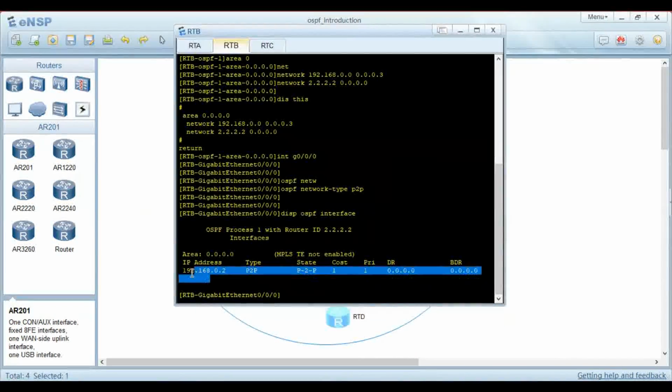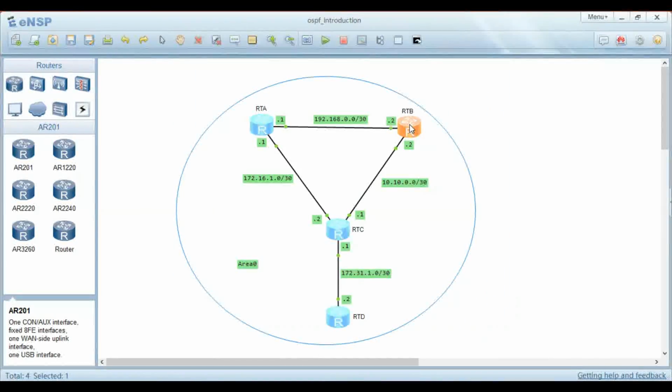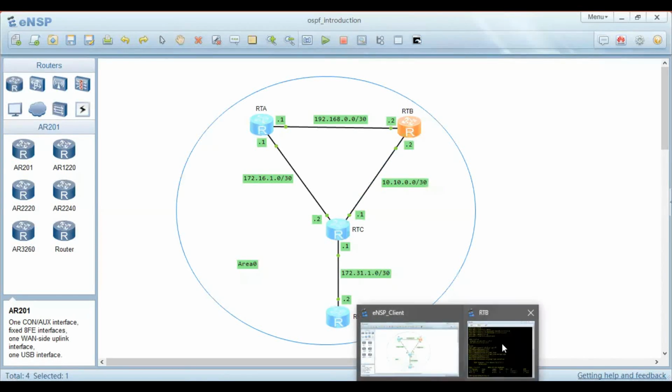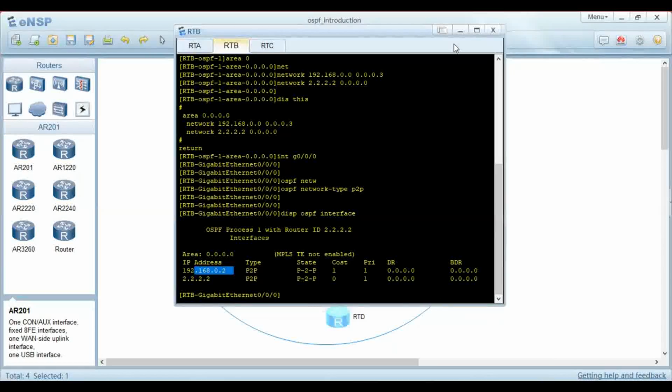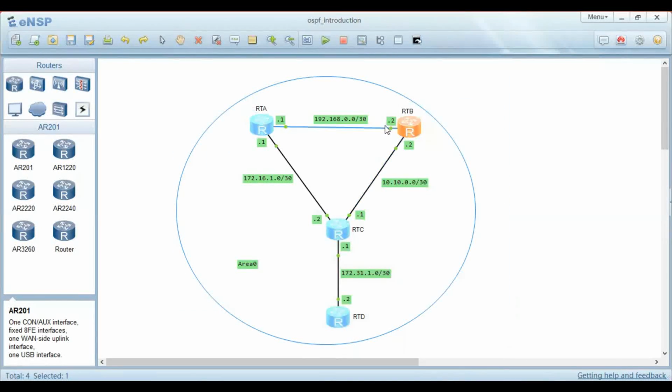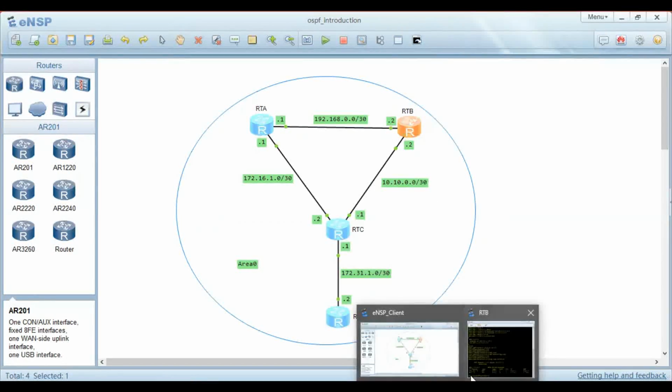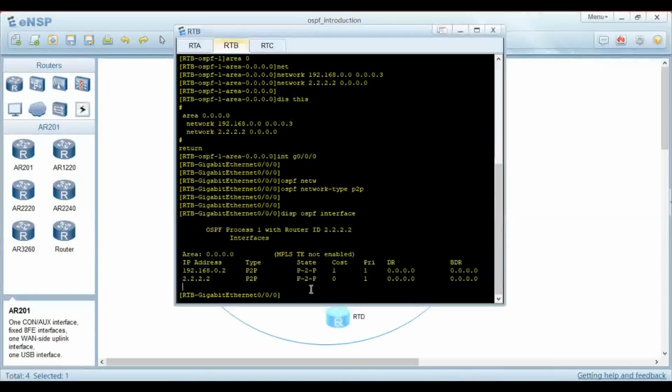We'll only run OSPF on the interfaces that have been enabled. So even though this router is configured for OSPF, there is no neighbor relationship on this side because this network has not been enabled for OSPF. So we only have 2 interfaces, this interface and the loopback. This one is not enabled for OSPF. So that is the first command for verifying.